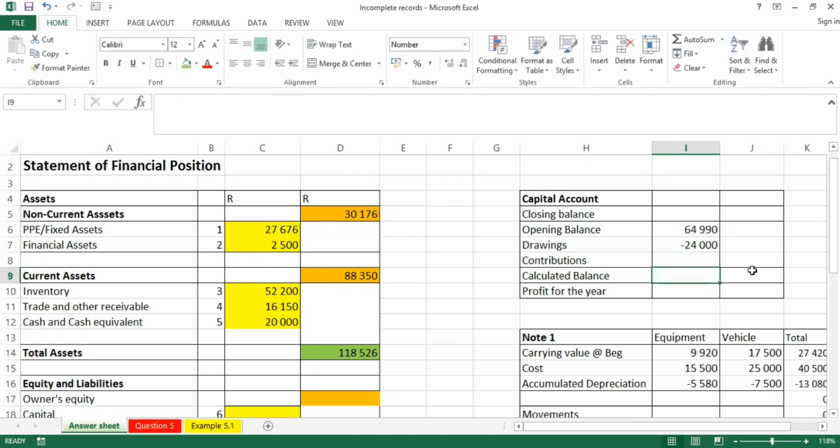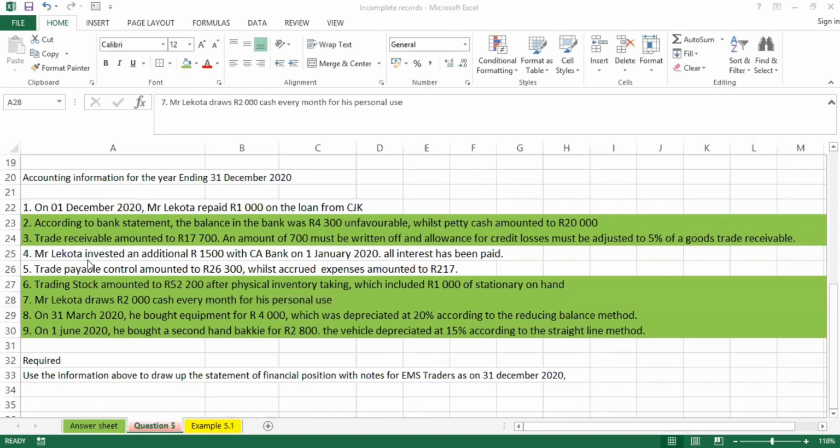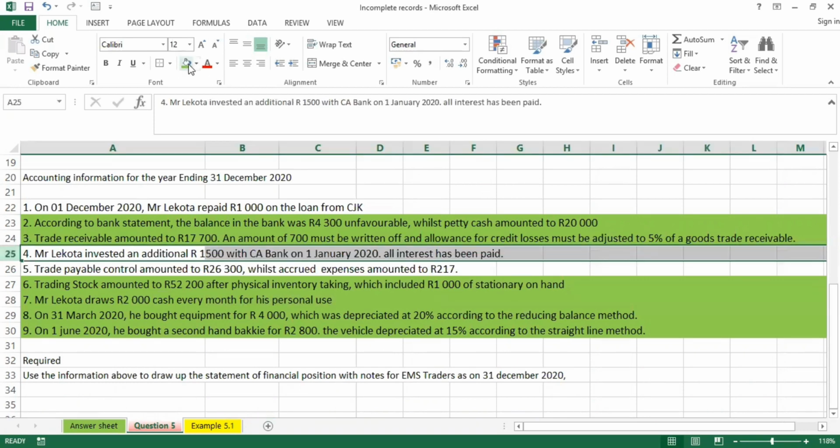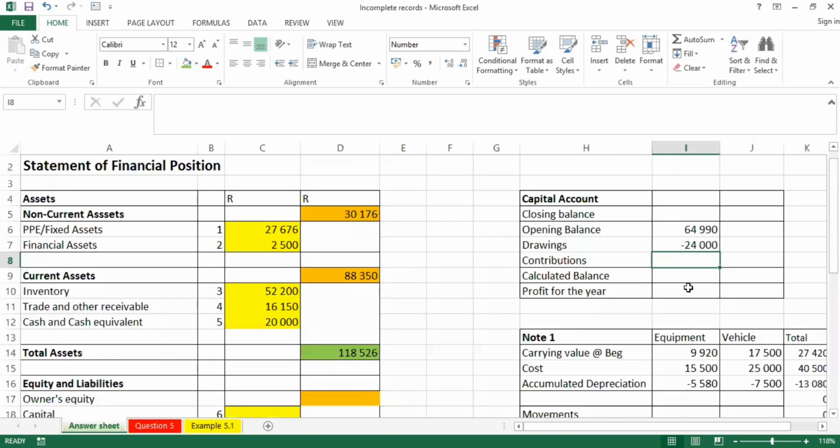Then we have contributions. What are they telling us concerning our contributions? Okay, so we are done with that. Let me just highlight that. Contribution invested: Mr. Lekota invested an initial 1,000. Okay, so I think we're done with this. Let me highlight that. And then trade payables, we're also left with this. They're not telling us anything concerning contributions, so we say this is 0.